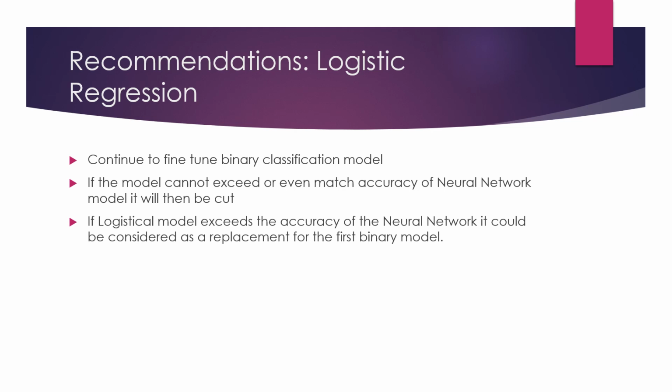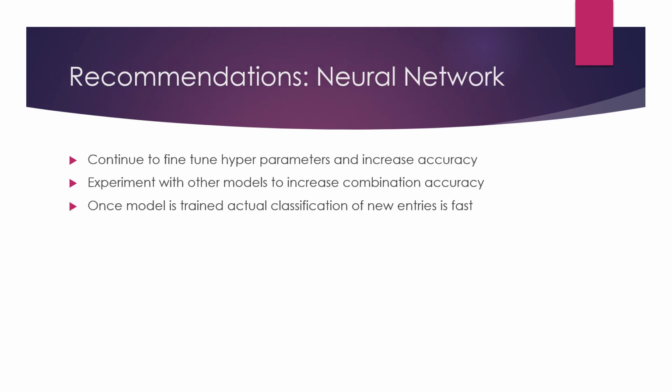Some recommendations, specifically for the logistic regression model. Continue to fine-tune binary classification. If this model cannot exceed or even match the accuracy of the neural network, it will then be cut. However, if the logistic model does meet the accuracy of the neural network, it could be considered as a replacement for the binary model. This is because of the iterability that the logistic regression model has. It is faster to go ahead and redeploy and retrain a logistic regression model than to have to constantly retrain a neural network.